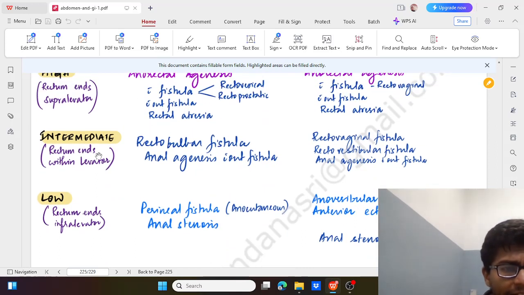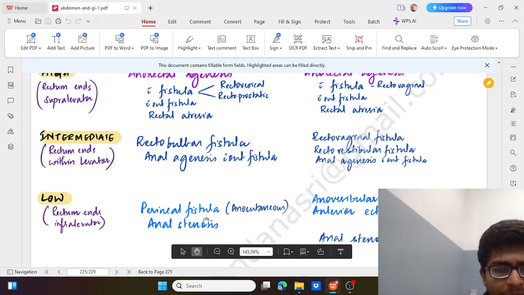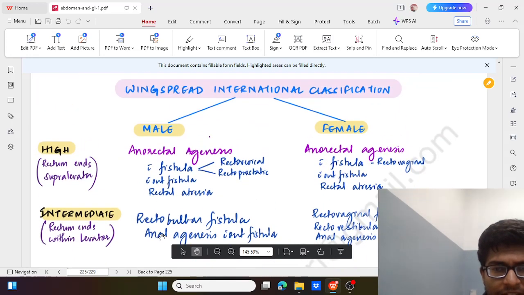Then in intermediate, the rectum ends within the levator. There will be rectobulbar fistula or anal agenesis without fistula. In low, the rectum ends infralevator, where there will be a perineal fistula, that is anocutaneous, or anal stenosis. We'll see them in the diagram.